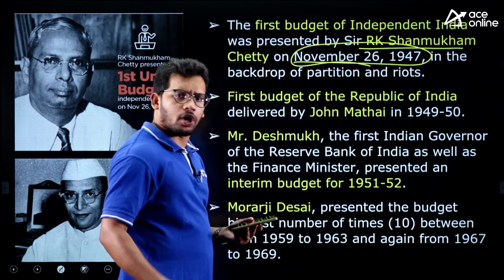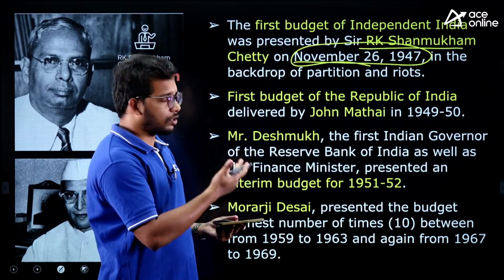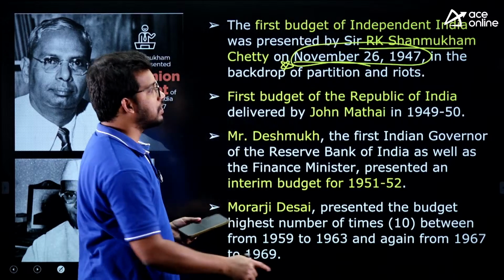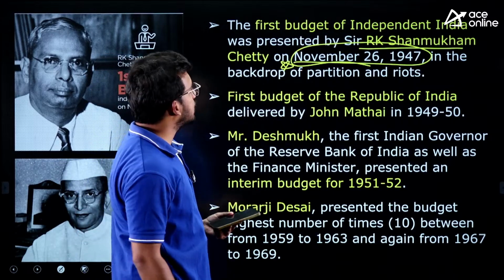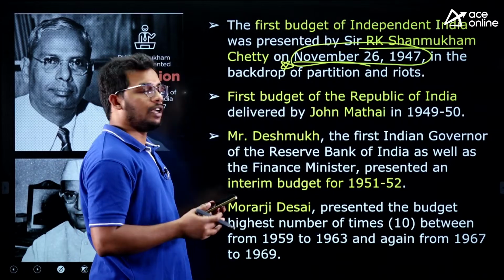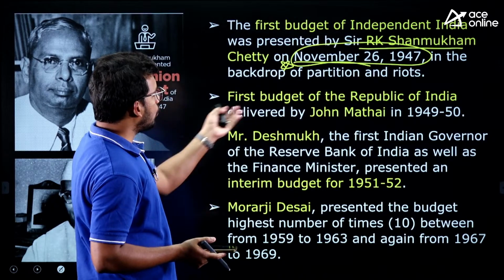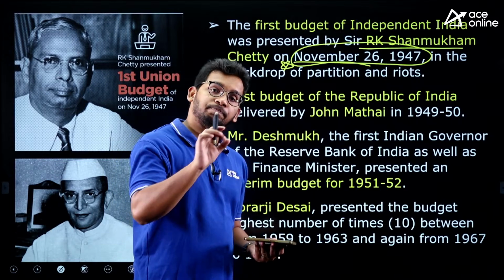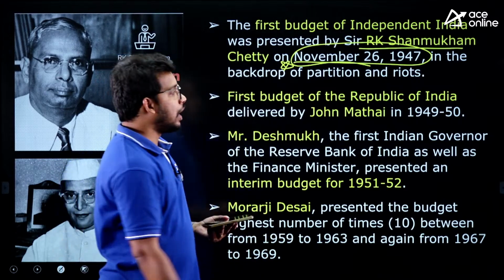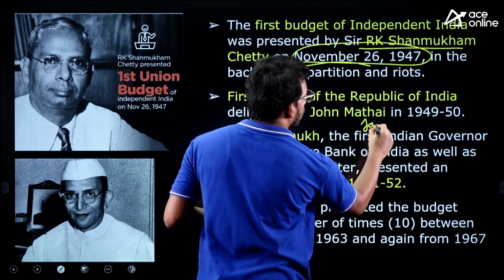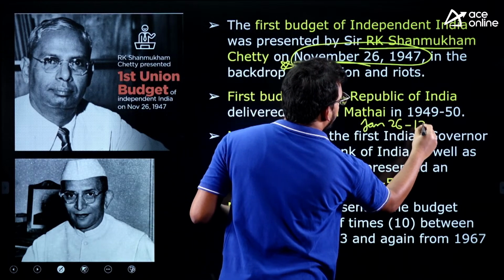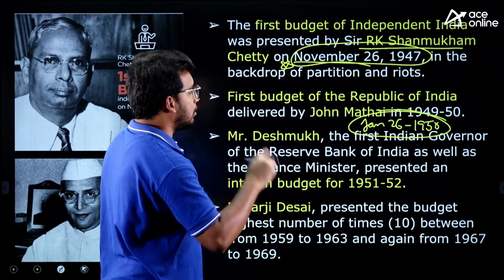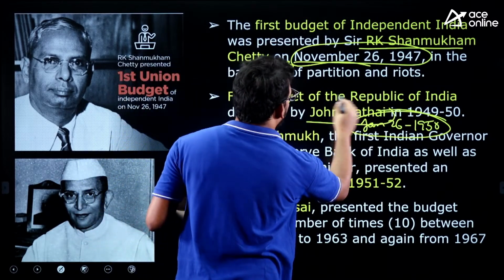We got independence on August 15, 1947. So this was the first independent India budget, and that was proposed by R.K. Shanmugam Shetty, a very, very important one, right? Now, the first budget of the Republic of India. Republic means after the Constitution came into the picture. Our Constitution came into the picture on January 26, 1950. Right? So the first Republic budget was put forward by John Mathai.